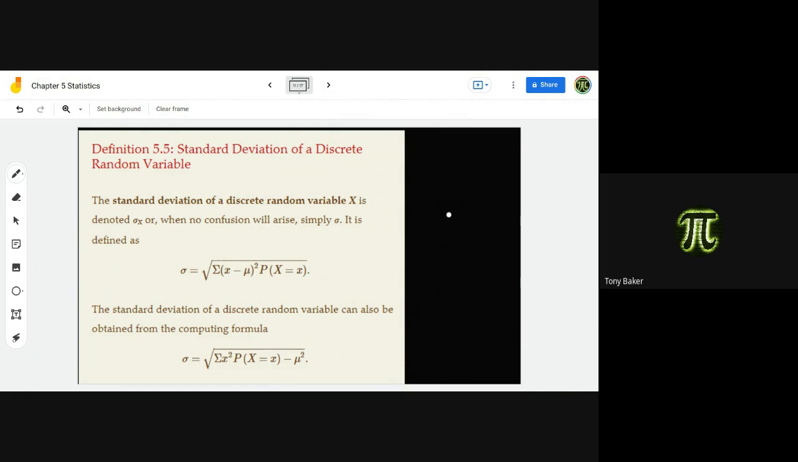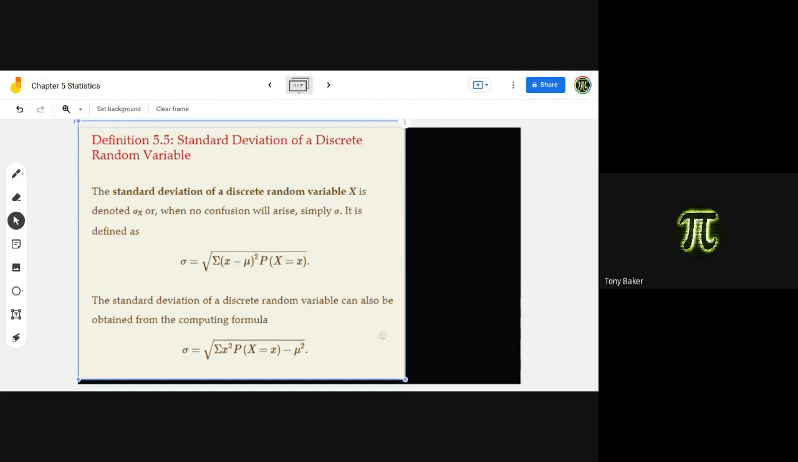Here's the standard deviation. Standard deviation looks more complicated. It is a little more complicated, but it's very similar to what we were just doing. When you have to do these, you're not going to have a million different values to go through. The ones you're going to have to calculate out are going to be pretty small.